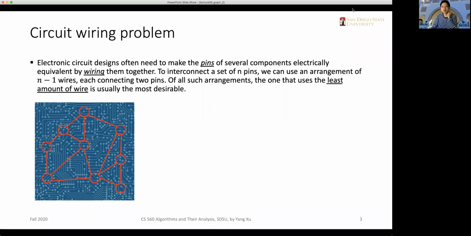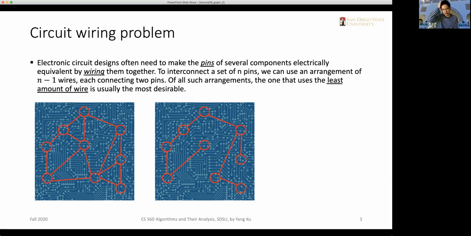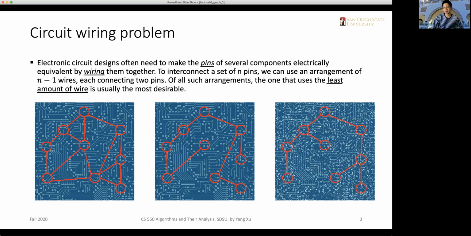There are a lot of factors you need to consider. You don't want to leave one pin out, but you also want to save the amount of wire. In the second example, it uses much less wire, but the purpose is still satisfied. All the pins are interconnected. That means I can go from any vertex to any other vertex on this circuit graph. But still, this one can be further optimized and improved.